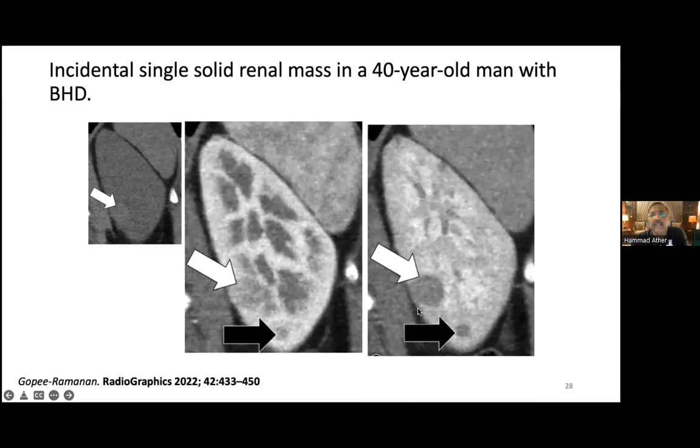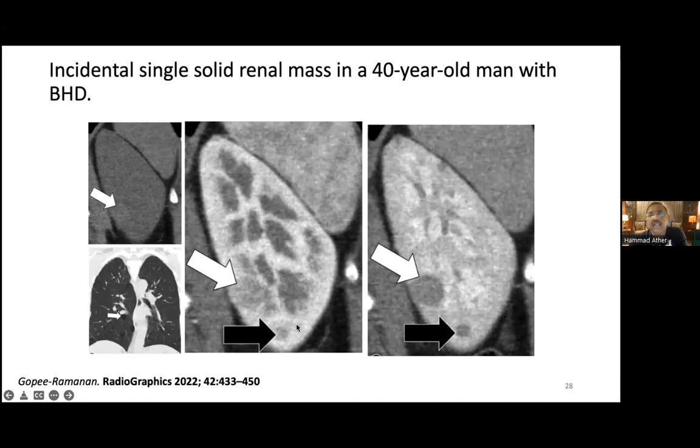Again, in the corticomedullary phase of the MR scan, T1 weighted image, these lesions are very clearly seen. They look multiple, and the smaller one is about 6 millimeters. The bigger one was about 1.5 centimeters. However, the patient underwent a metastatic workup, and a chest CT showed multiple cysts in the lung.